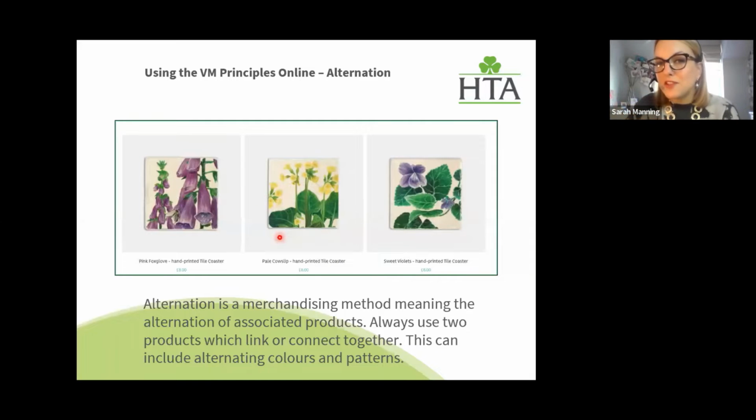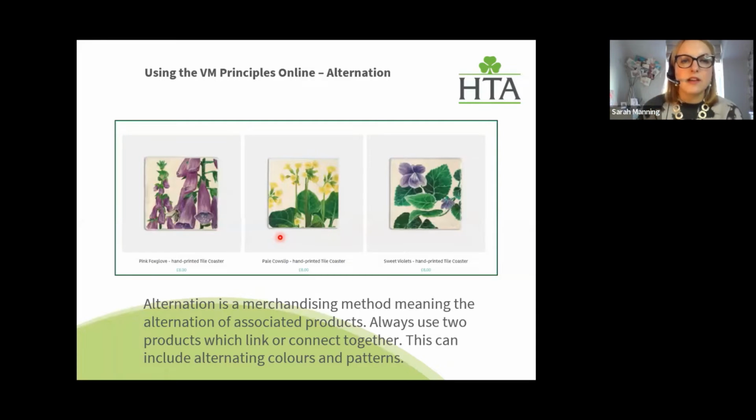Alternation. I think alternation personally works particularly well online because it gives us some clarity in between products. So I've shown this here in regards to alternation of color. So you can use alternation of color. You can also use alternation of texture or alternation of a variety of different products if you feel that works for you.